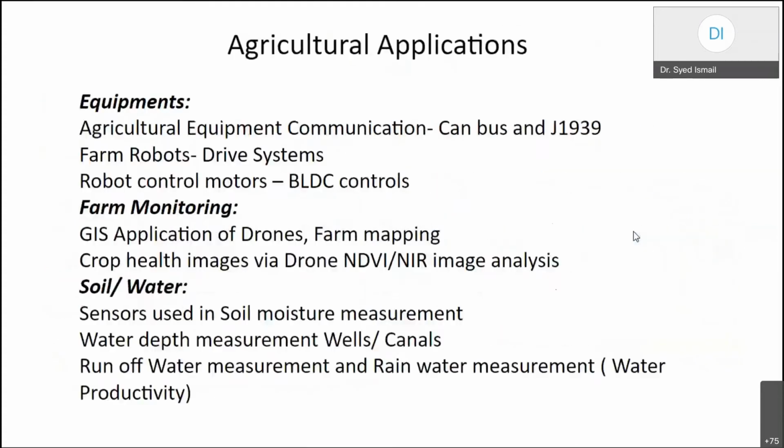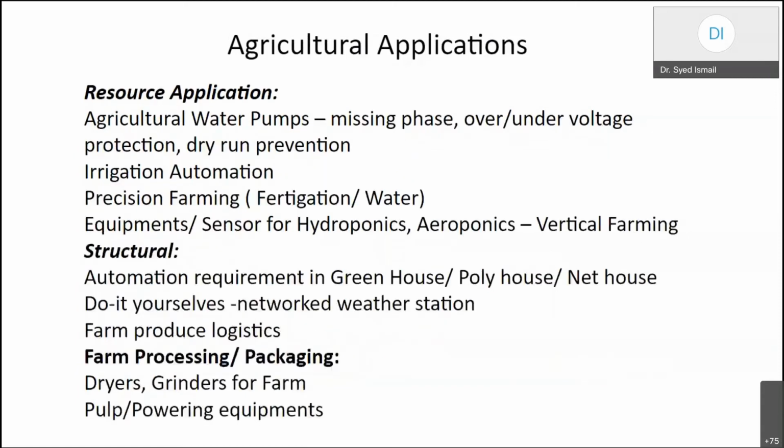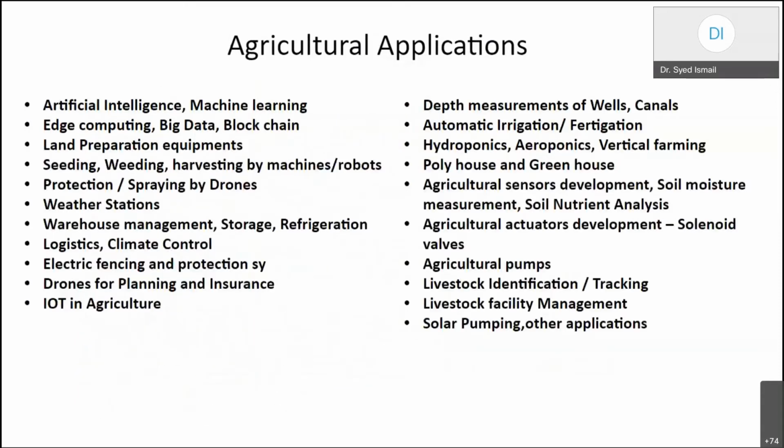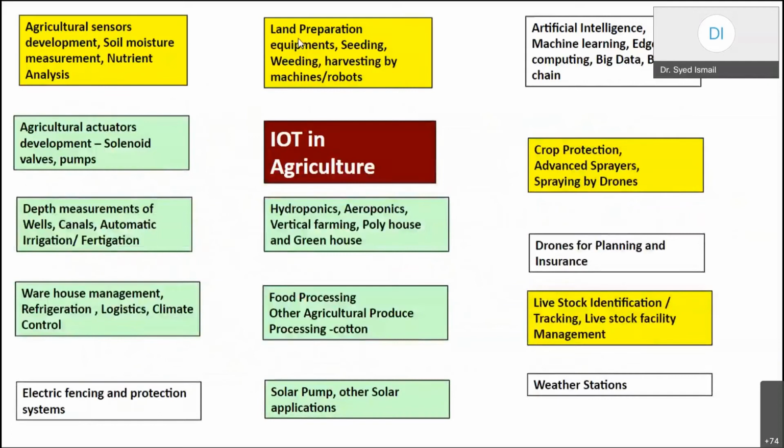Now, I will come to applications. I think all of the applications we can see. Somebody want, I can share this afterwards. I'll come to directly some of the applications. You see, for example, in IoT in agriculture, let us see application. Agriculture sensors, soil moisture measurement, nutrition analysis. These may not be the priority. Okay. Agriculture actuators development. Yes.